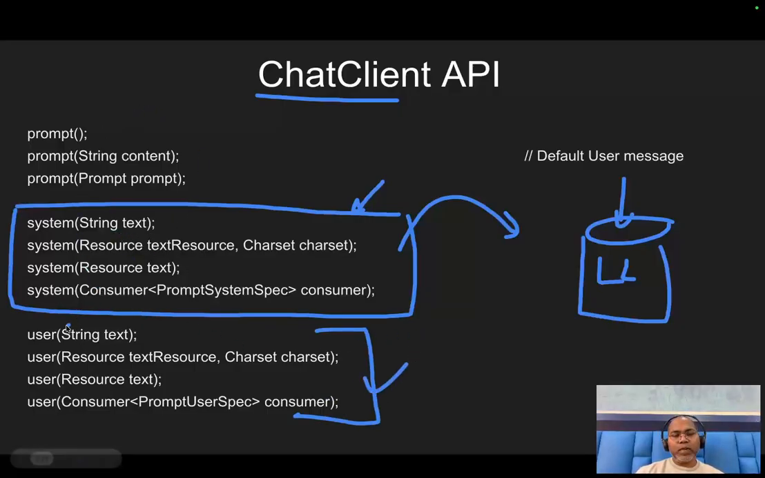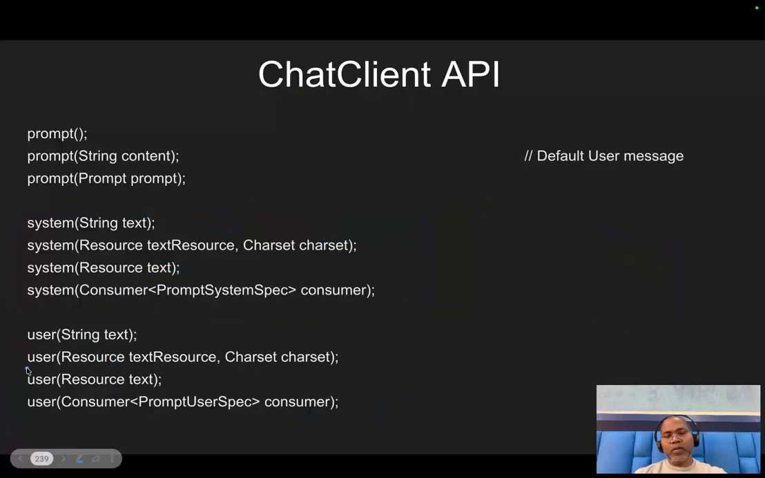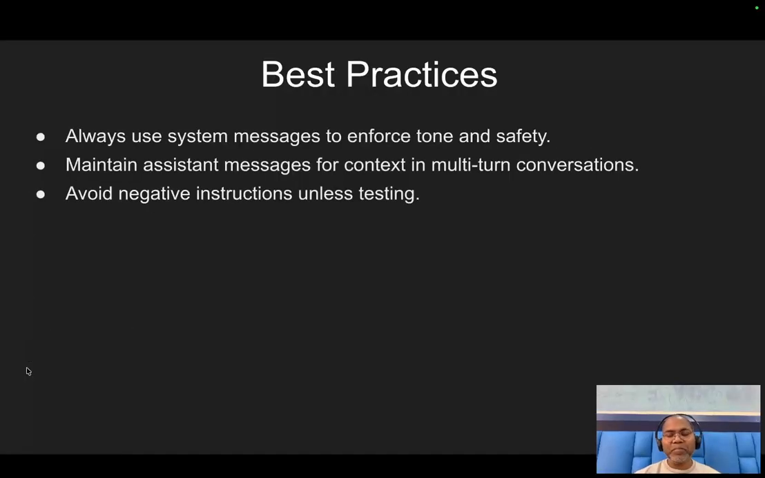So here, notice that system and user messages have multiple overloaded methods. You can directly pass text, or you can pass resources, or any similar consumer. So they are overloaded. These methods are available in the chat client fluent API. Depending upon your use case, sometimes you can use a different one. Okay, so the intention is that you can get a response as per your expectation. Those expectations you can set with the LLM model.